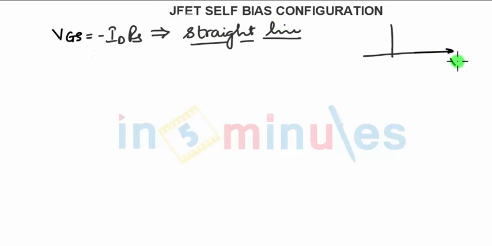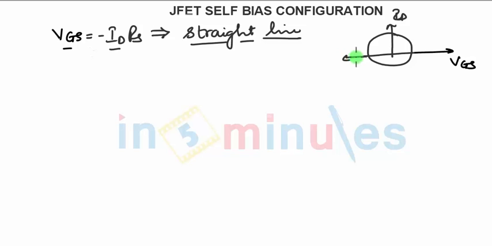On the output characteristics, you have VGS versus ID. So VGS on the x-axis, ID on the y-axis, and negative RS is the slope. So it is a negative slope, similar to the DC load line that we have done. Now what we can do is identify 2 points on this graph.